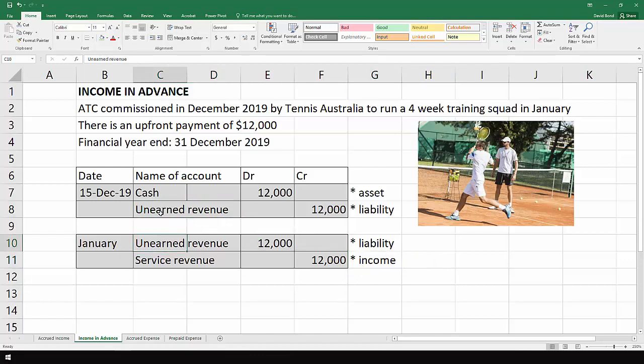The liability effectively nets out over the two periods, and what we end up with is debit cash, credit service revenue. We end up with that same thing that we saw with accrued income, just now the opposite way around. Cash is first, then revenue. But ultimately, it is the same net effect over the periods.